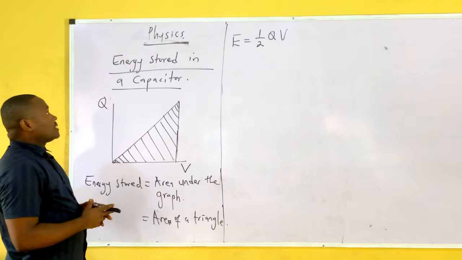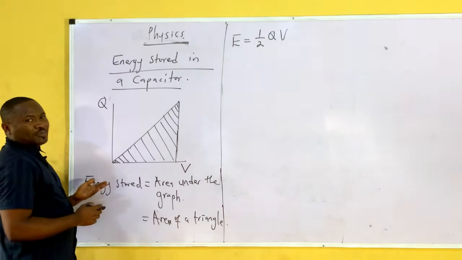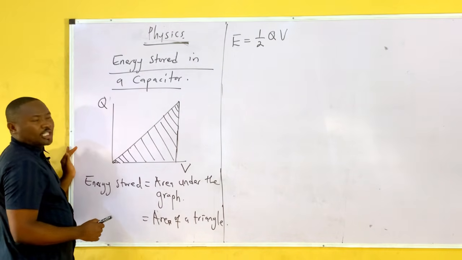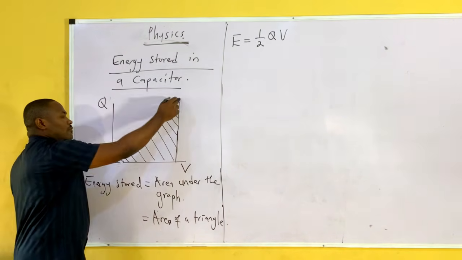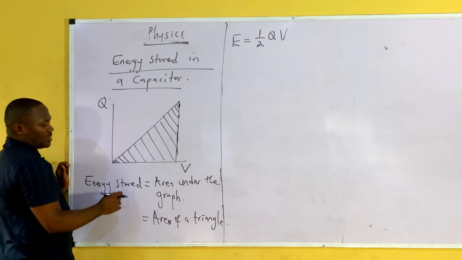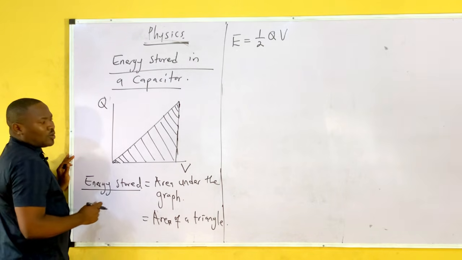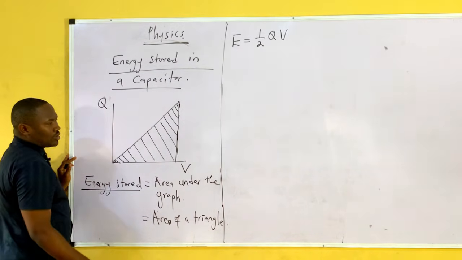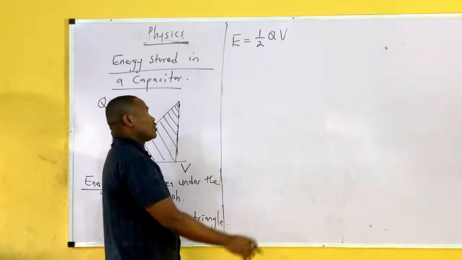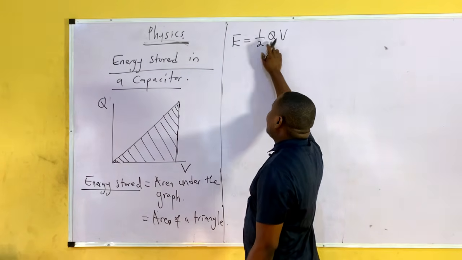Now let's look at energy stored in a capacitor. The energy stored in a capacitor can be explained with a graph of charge against voltage, or charge against potential difference. This is the curve of the graph. The area under the graph is the energy stored. What is the area under the graph? It looks like a triangle. So the energy stored equals the area of a triangle. Remember, the area of a triangle is half base times height. Therefore, it will be half QV.